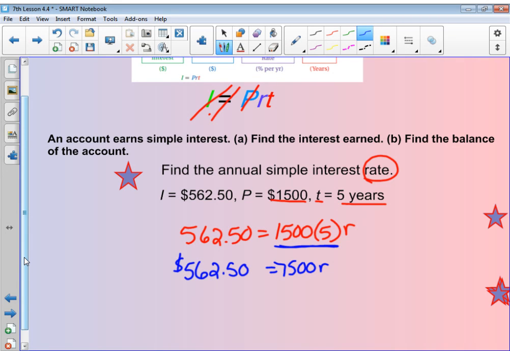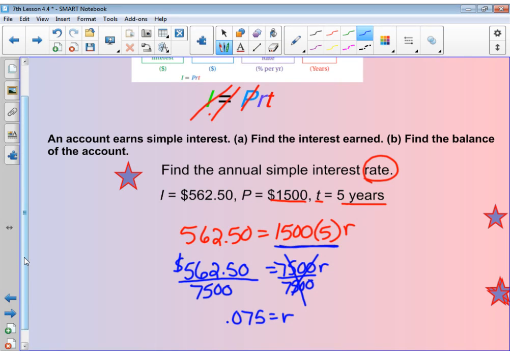Okay, now I want to get that R by itself. So back to a one-step equation. We're going to divide by 7,500. It's gone. Divide by 7,500. So now I'm going to plug it in the way that I see it. 562.50 divided by 7,500. When I do that, I get this number, 0.075 equals R.